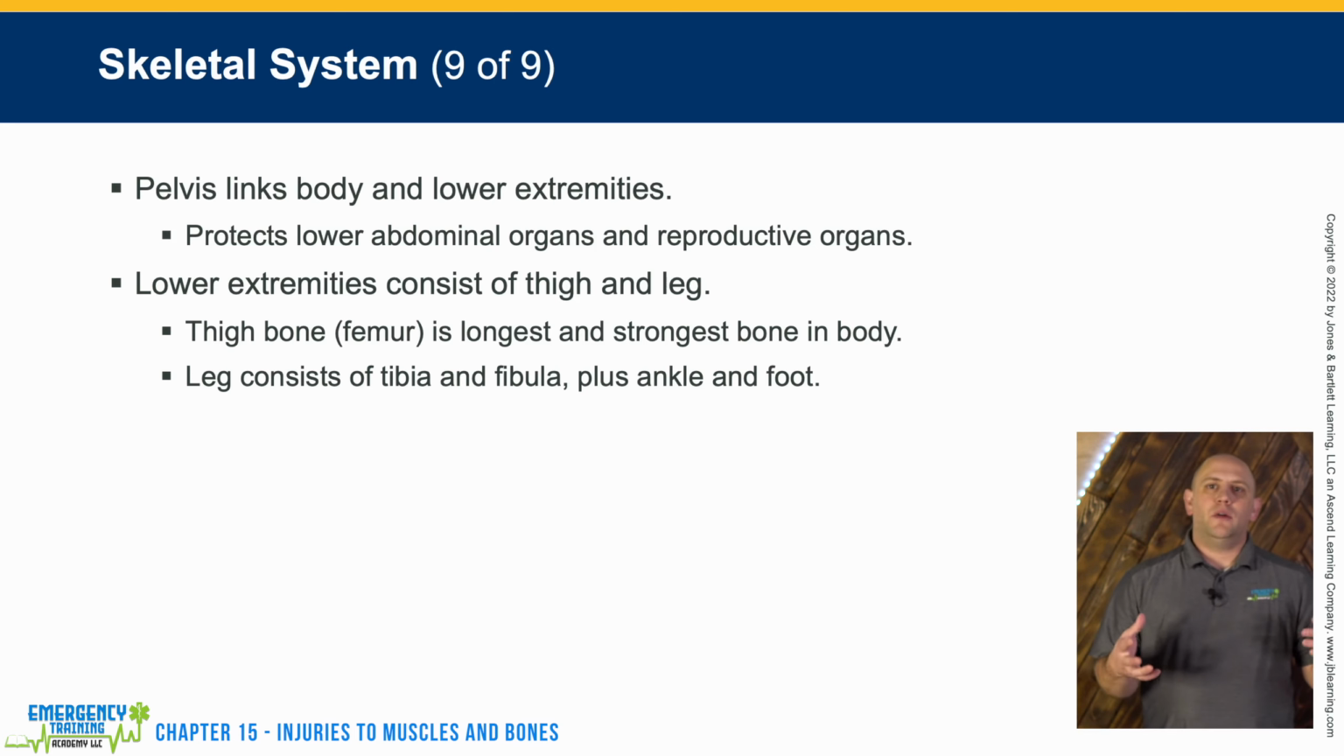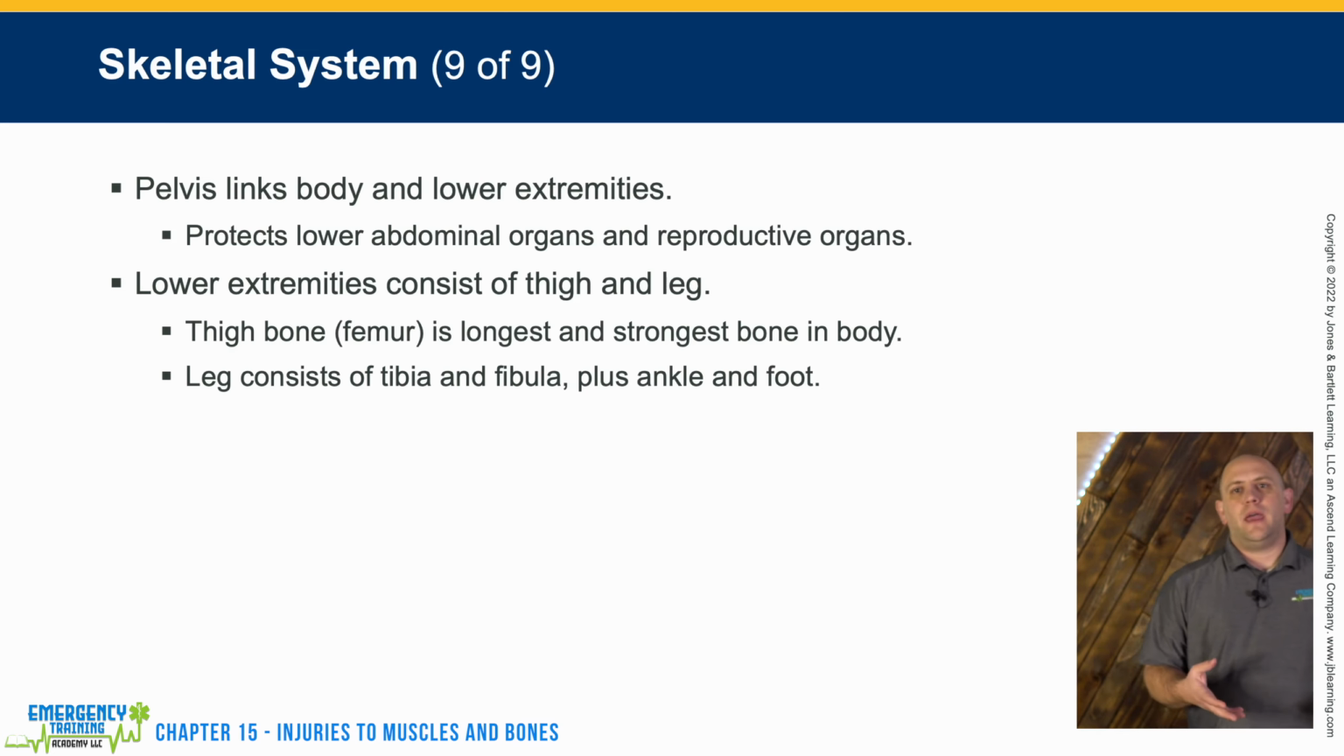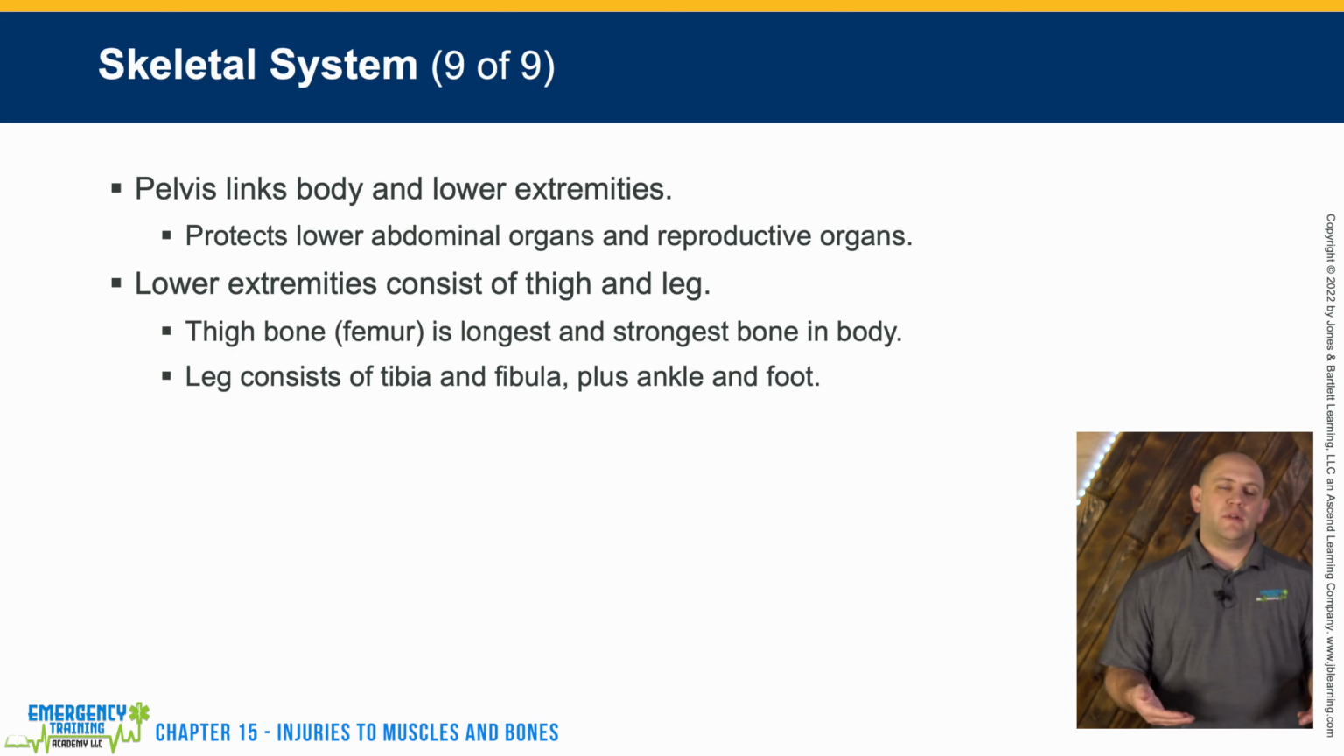Continuing on down the body, we have our pelvis, which links the upper body and the lower body together and protects our abdominal organs and our reproductive organs. The lower extremities are then attached to the pelvis. Our lower extremities consist of our thigh bone, which is our femur, which is the strongest and longest bone in the body. And then our lower leg is the tibia and fibula, moving down into our ankle and foot.